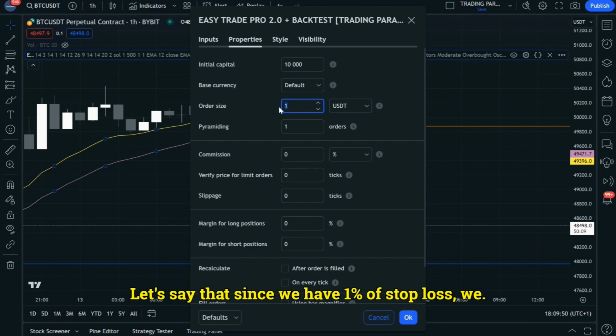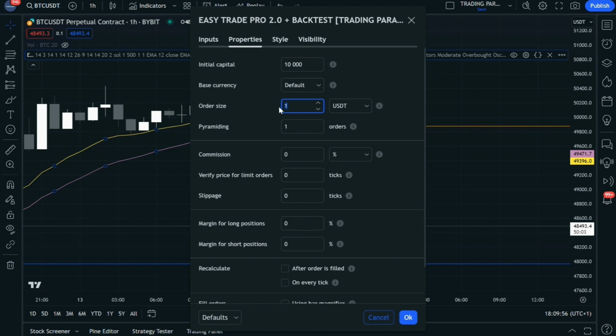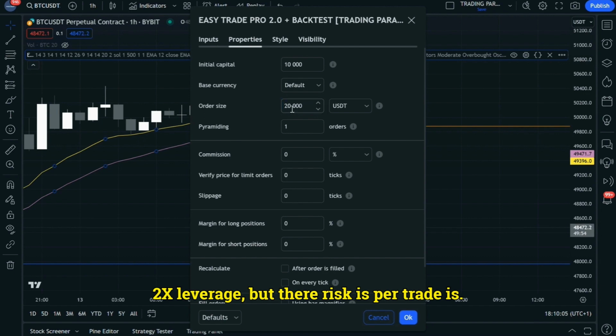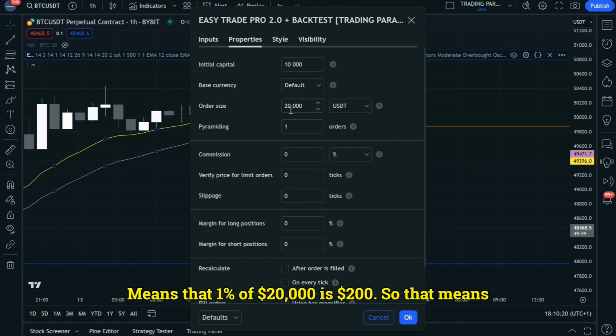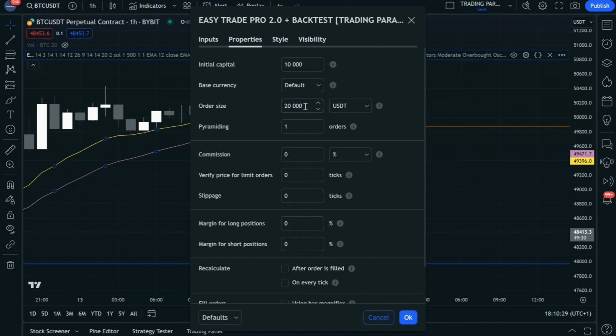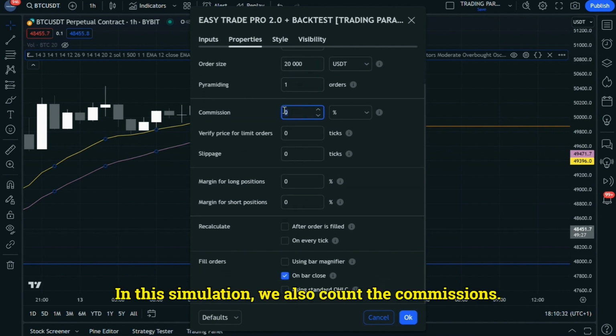Since we have a 1% stop loss, we simulate 2x leverage. So if we enter with 10,000, it means that we enter with 20,000 because we used 2x leverage. But the risk per trade is well balanced, because you remember we set a 1% stop loss, so 1% of $20,000 is $200. That means every time we lose a trade, we lose $200. In this simulation, we also count the commissions.